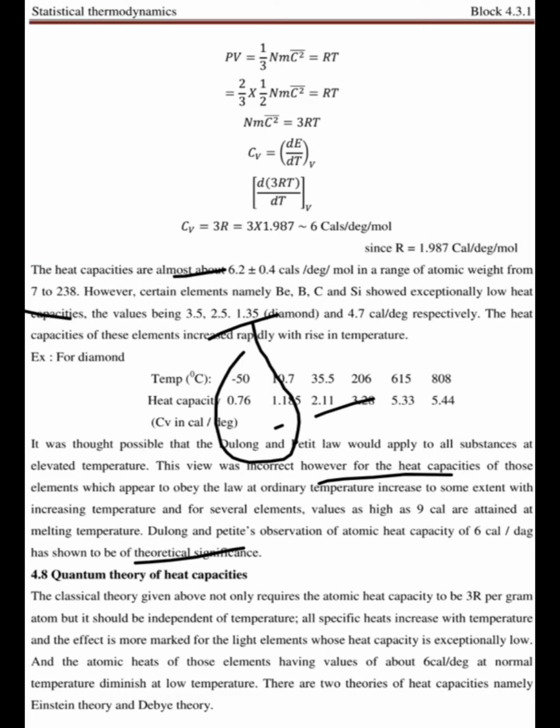And quantum theory of heat capacity. So here, two new theories were derived for the heat capacity, that is Einstein theory and Debye theory. Here specific heat increases with temperature, and the effect is more marked for the light elements whose heat capacity is exceptionally low. That is the quantum theory of heat capacity. Here, two theories were derived, one is Einstein theory and one more is Debye's theory.